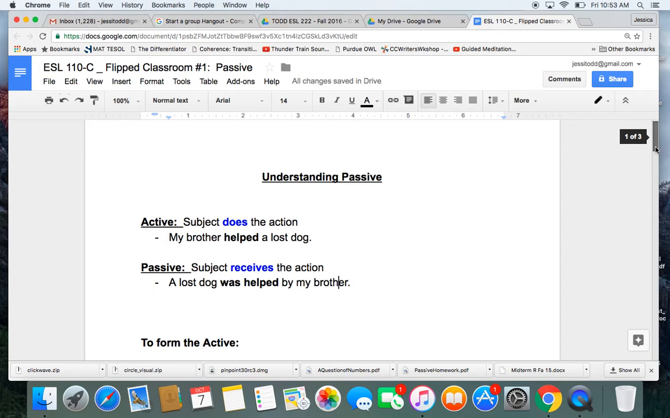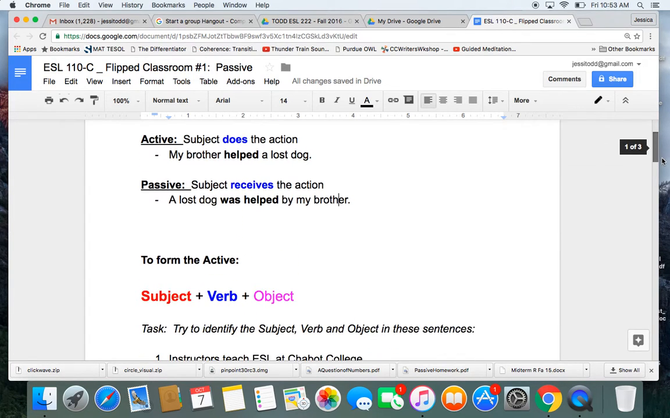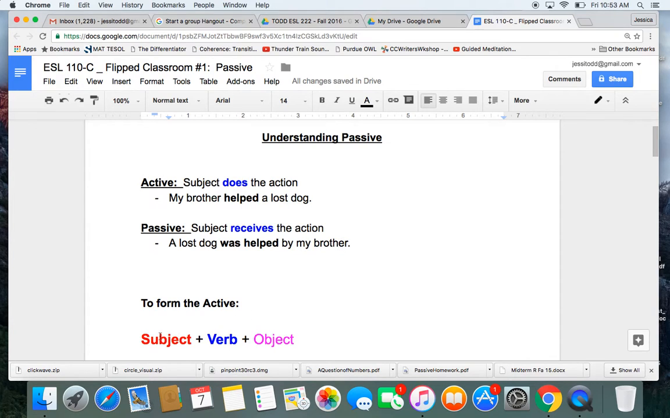Okay? Now how to form the two voices. For active, we have the regular construction that we're used to, which is subject first, then verb, and finally the object, right? Remember that the object usually receives the action, right? So we could say, I helped him. Him is the person that I helped. He's receiving my help, so that's the object. Also remember that an object must be a noun, okay? So every time that we see an object, it has to be a noun. And if it isn't a noun, then it's not an object, okay?